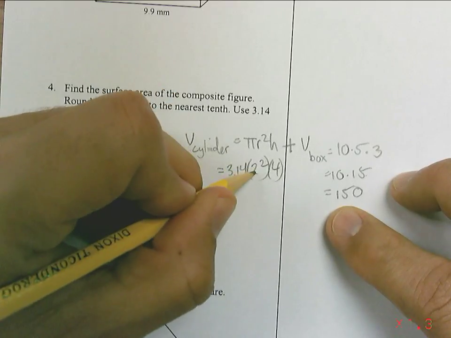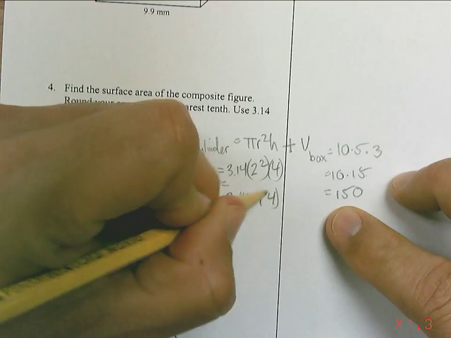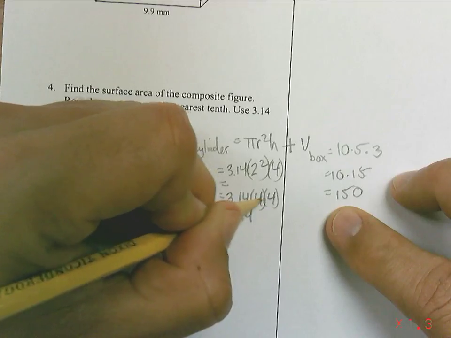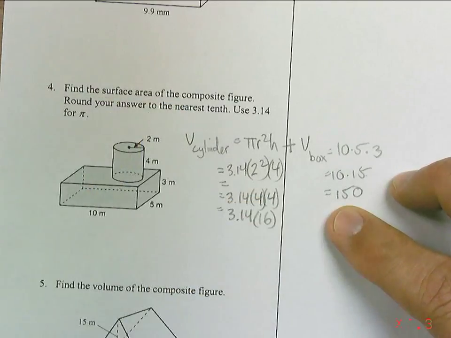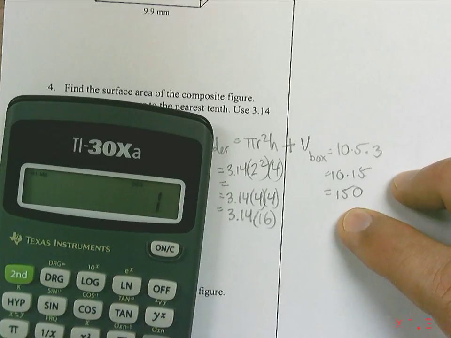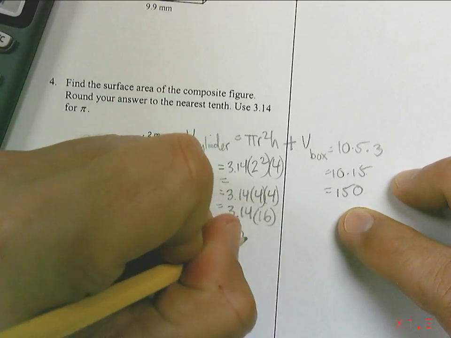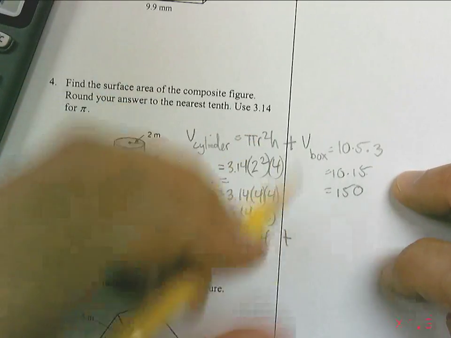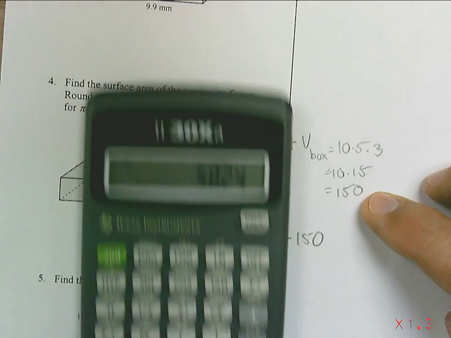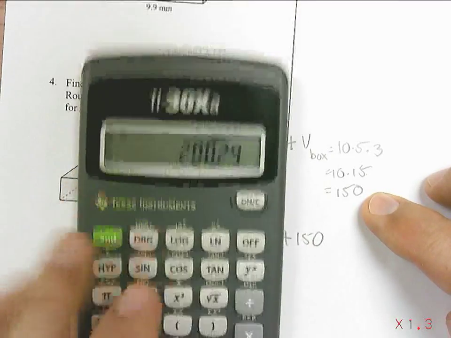So 2 squared is 4. That means 2 times 2. So it's going to be 3.14 times 4 times 4, which is 3.14 times, 4 times 4 is 16. And I don't know what that is off the top of my head. So 3.14 times 16 is 50.24. 50.24 plus, don't forget the 150 right there. So I'll bring this out and I just hit plus 150, 200.24.